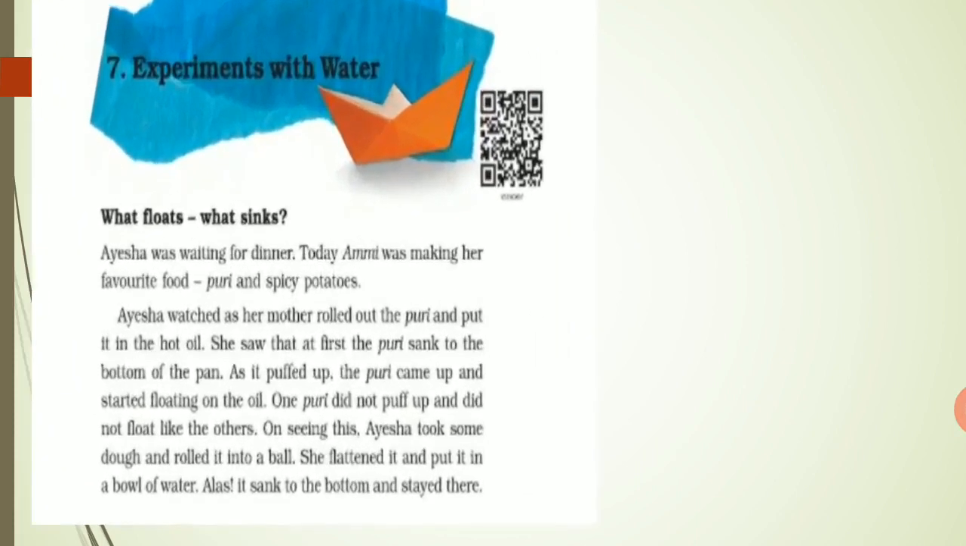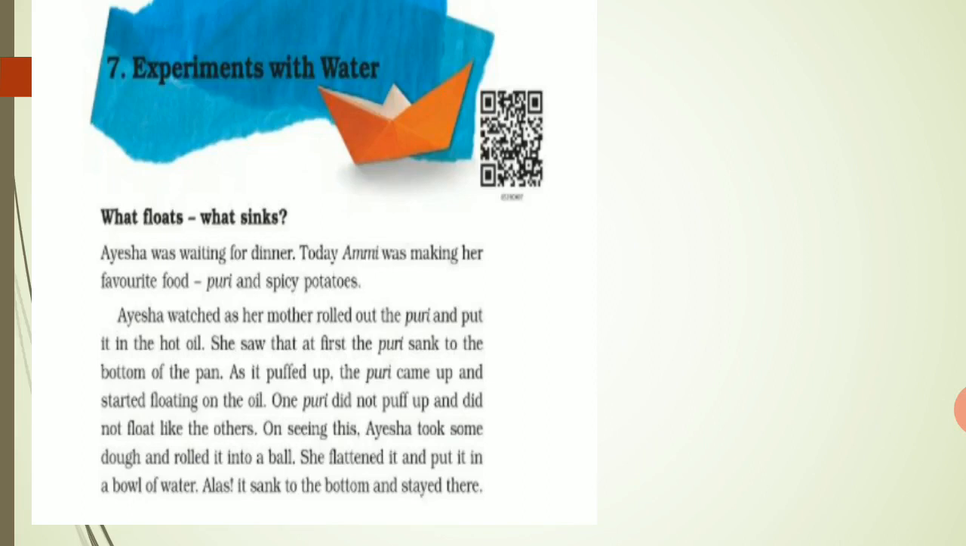This is the first page of the chapter Experiments with Water, chapter number 7. A very small story is given here. Aisha watched as her mother rolled out the puri and put it in the hot oil. She saw that at first the puri sank to the bottom of the pan. As it puffed up, the puri came up and started floating on the oil. One puri did not puff up and did not float like the others.